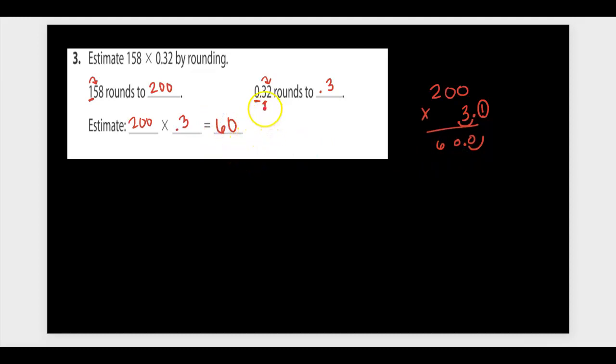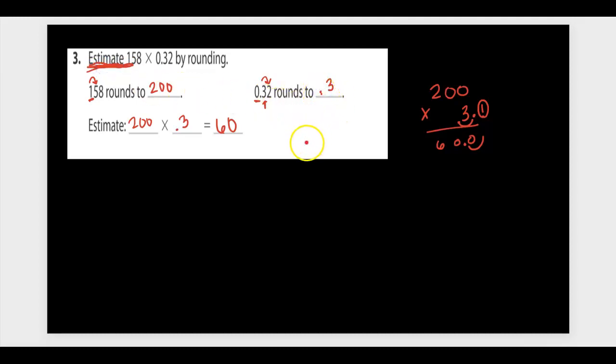You could also say that, if you were looking at compatible numbers, which we're about to do in a second, that this could be a 1, and it could be 200 times 1, and it'd be 200. So we're just estimating. There is no right or wrong answer as long as you're in the ballpark of the exact answer. Okay.